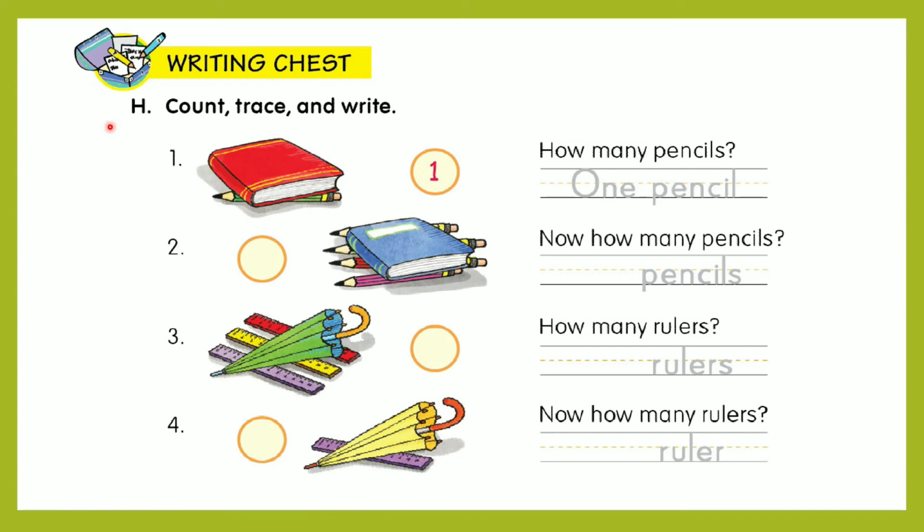Moving forward, part H of the lesson. Part H is the writing chest, and it says count, trace, and write. So we are going to be counting, tracing, and lastly writing. I hope you've got your pencils and erasers just in case you make a mistake.